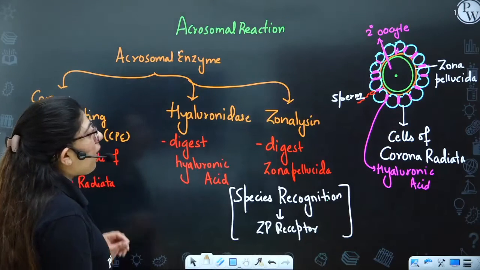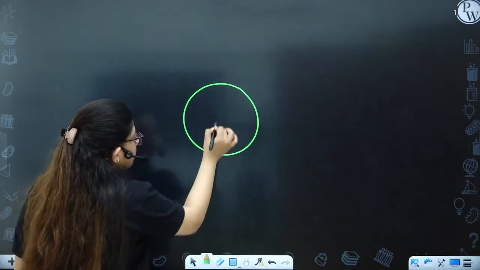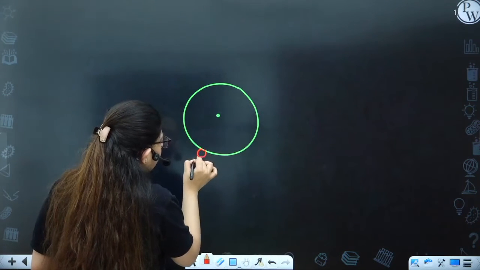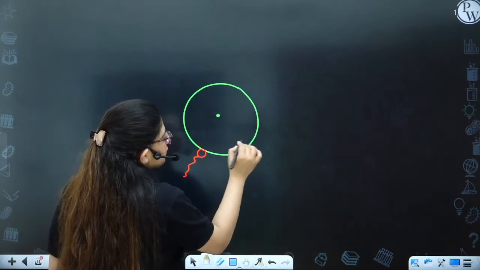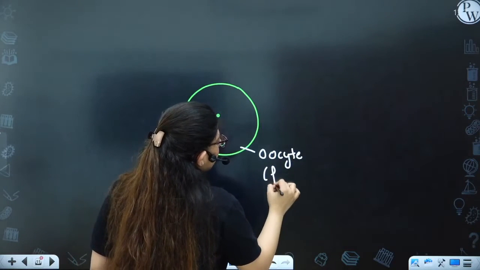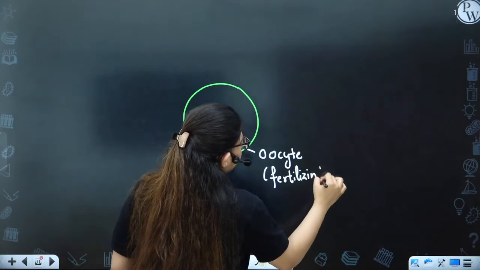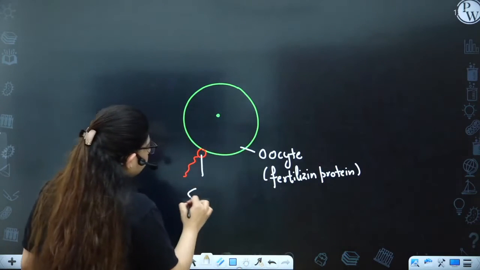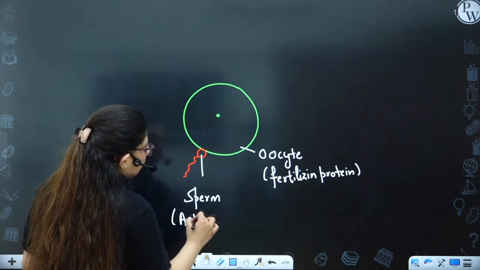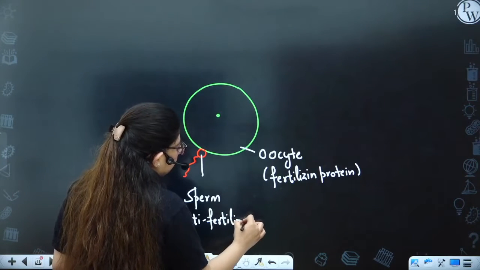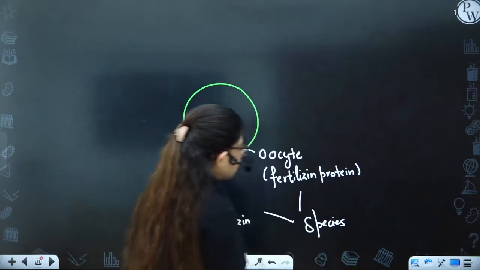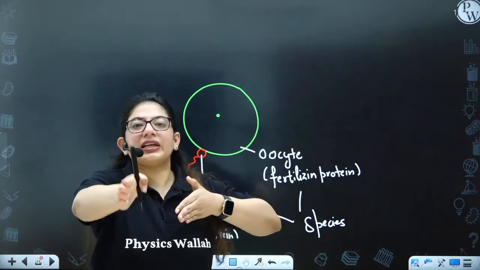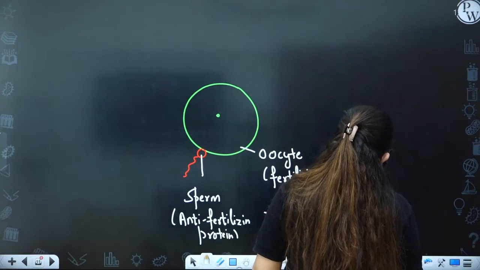All right, guys, now after that, what will happen? Now where has the sperm reached? That's the oocyte. Again there will be another species recognition. Here there are certain proteins: on the oocyte we have fertilization protein, and on the membrane of the sperm we have anti-fertilization protein. These two proteins also help in species recognition. If both are present, they will lock like this and the sperm can easily enter.